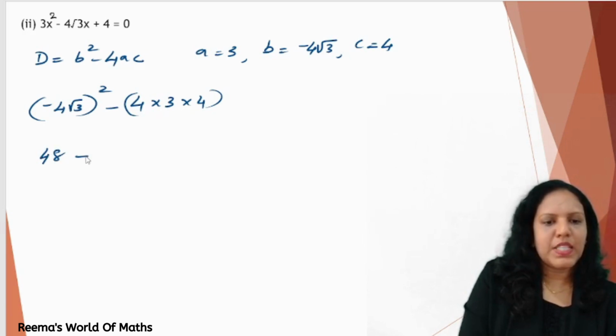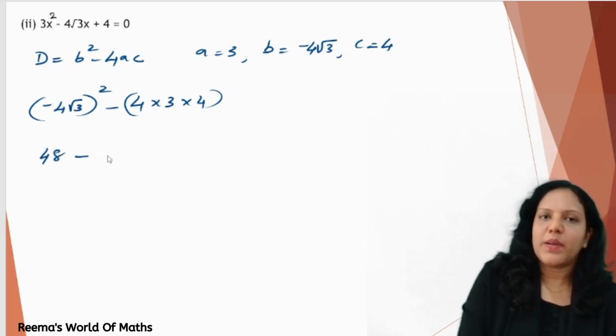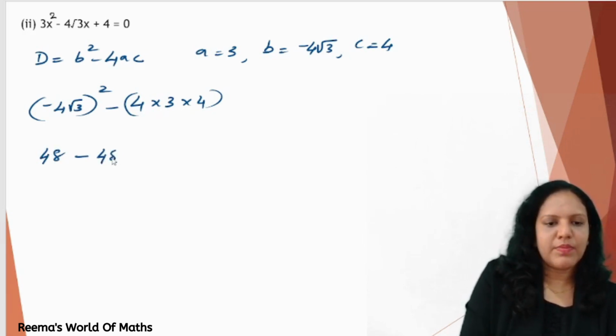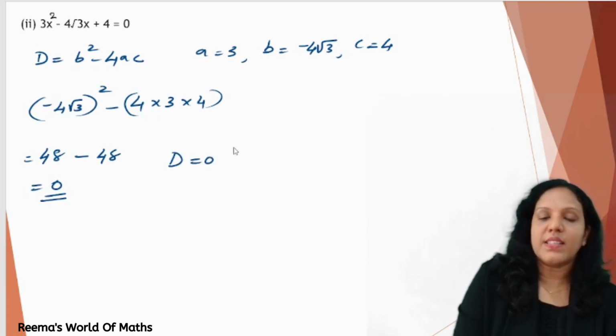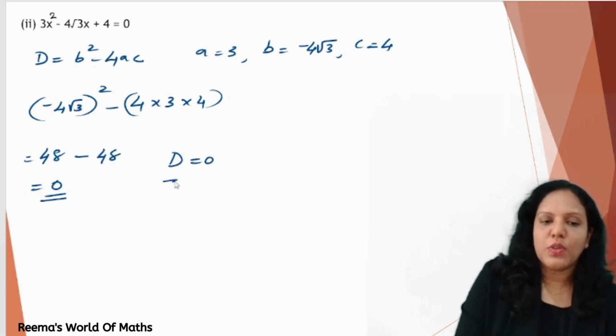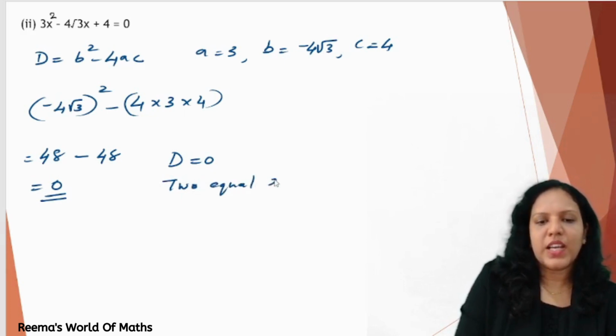Minus 4 into 3 is 12. 12 times 4 is also 48. 48 minus 48 equals 0. So here the value of D is equal to 0. In this case, it will have two equal or identical real roots.